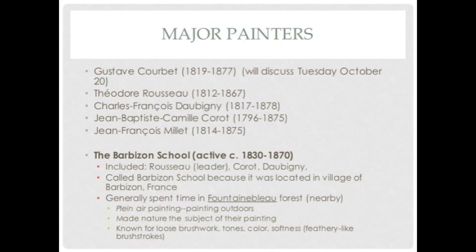These artists were part of a school called the Barbizon School, and the leader of this school was Rousseau. It was called the Barbizon School because it was located in the village of Barbizon, France. These painters painted in plein air, which means out of doors, and they generally painted in the Fontainebleau forest. They would actually sketch outside and paint outside, and they would paint directly from nature.